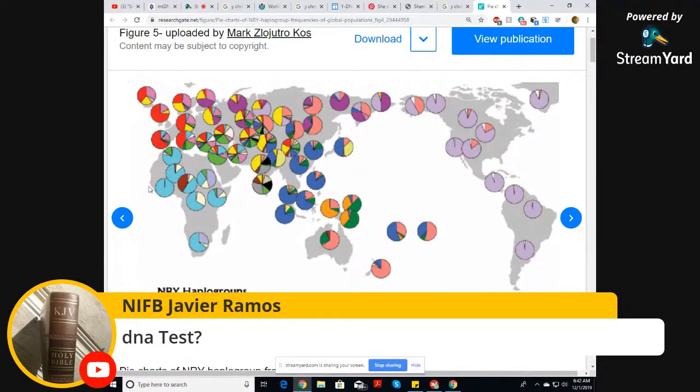So there's no E's. These are E's. See this E? These Y chromosomes did not make it to South America. What's this here? Is this a Q?